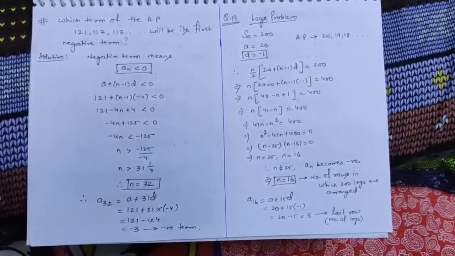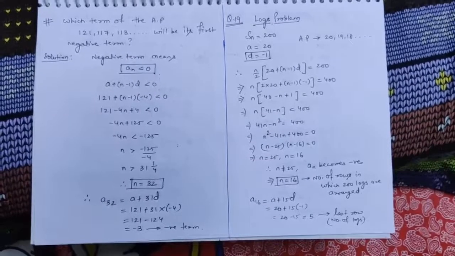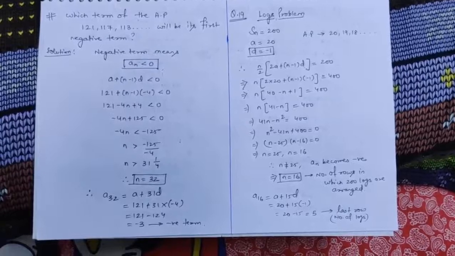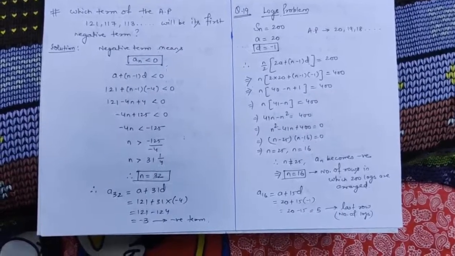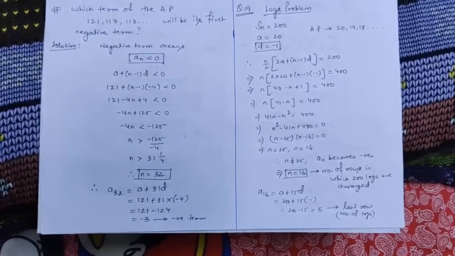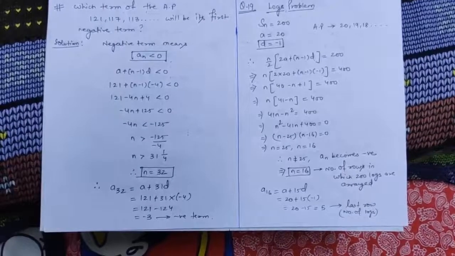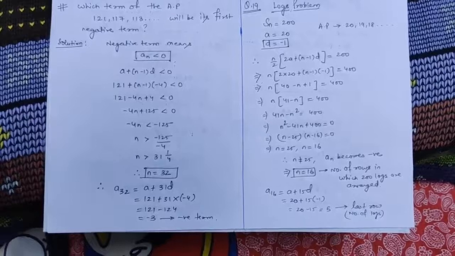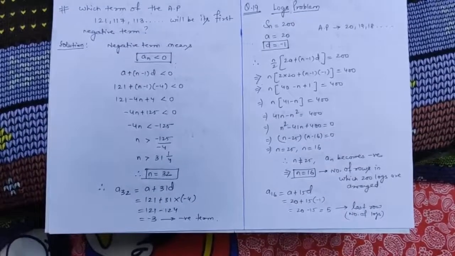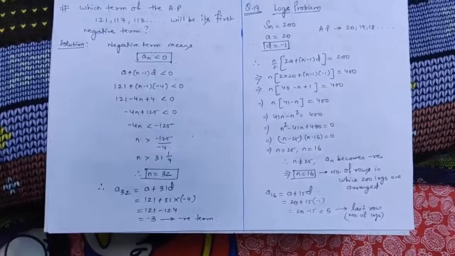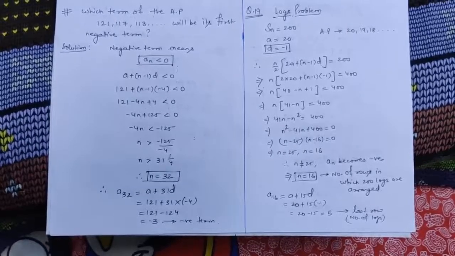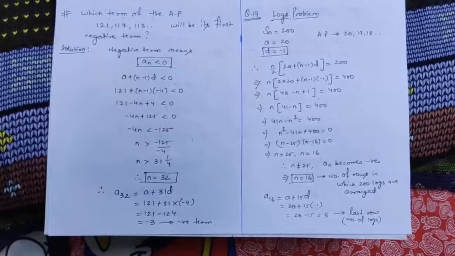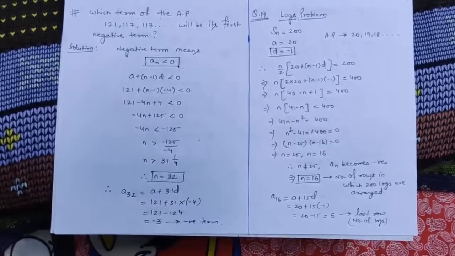Applying the concept of sum of n terms, which is n by 2, multiplied by (2a plus (n minus 1) into d), which gives 200. Now taking 2 to the right side, we get n multiplied by (2 into 20, the value of a is 20, plus (n minus 1) multiplied by minus 1) is equal to 400. 200 multiplied by 2 gives 400. Now we get n multiplied by (40 minus n plus 1) is equal to 400. Simplifying, we get the equation n square minus 41n plus 400.